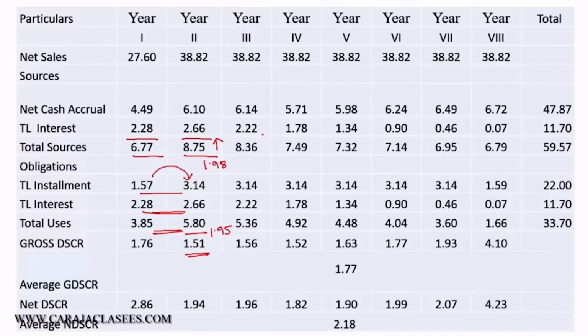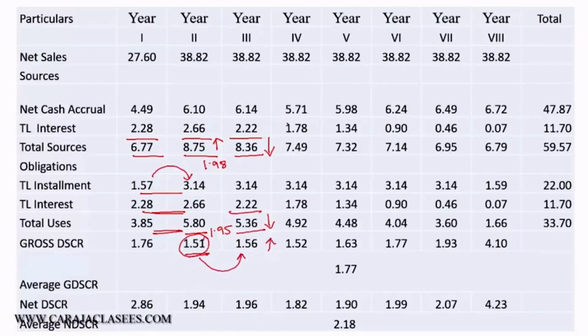And look at here, from 8.75 it is coming down. When it is going up itself, the ratio is not improving, it is coming down. And one relief is total uses has come down. Okay, so that is going to give a relief, and that's the reason from 1.51 it had increased to 1.56.